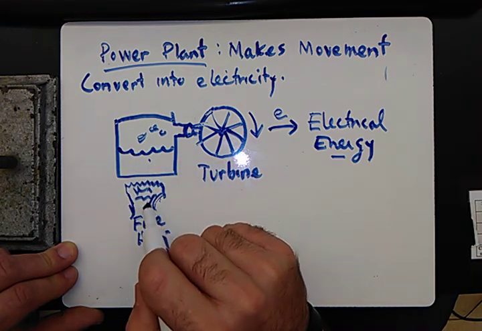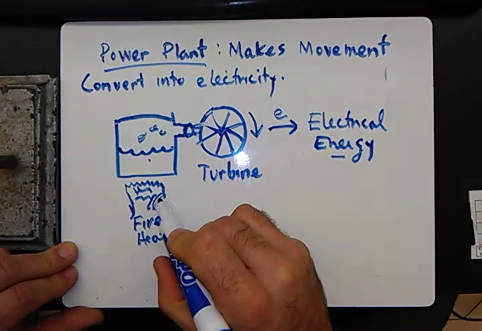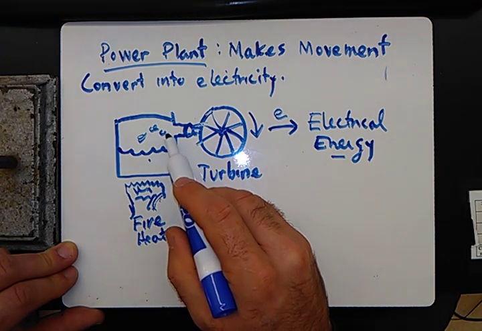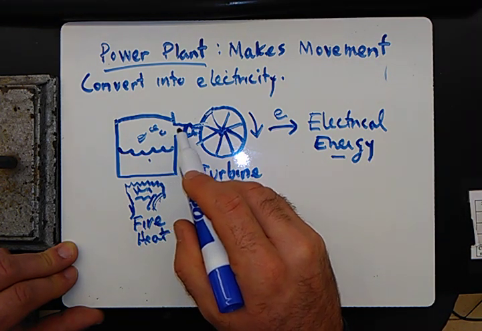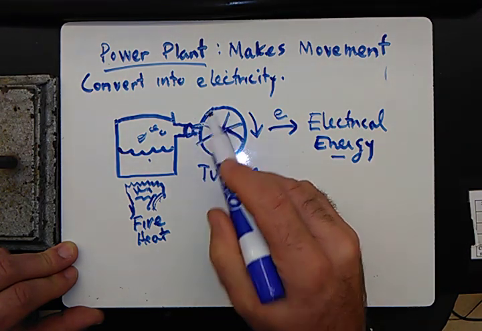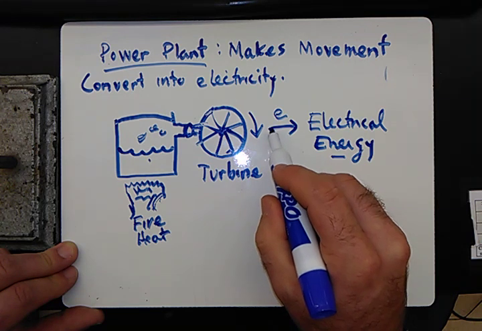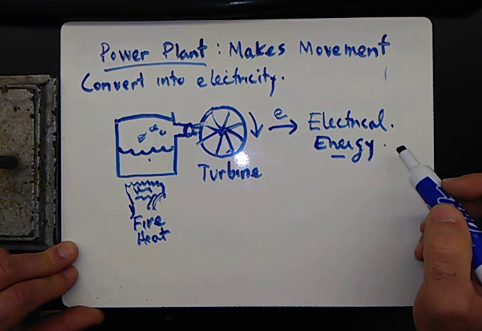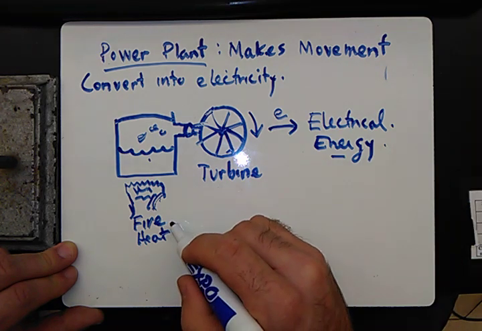So here we go. We'll start from the beginning. We get a heat source. We heat up water in a sealed pot. The pot blows out steam. The steam spins the turbine, thus producing electrical energy. How cool is that?